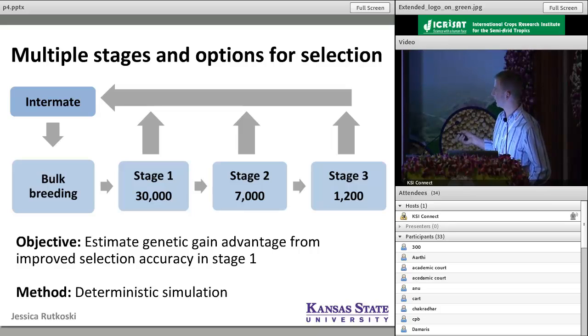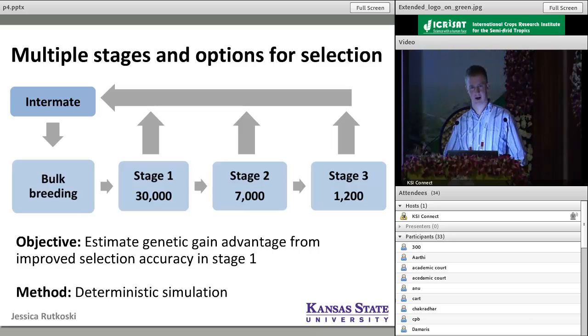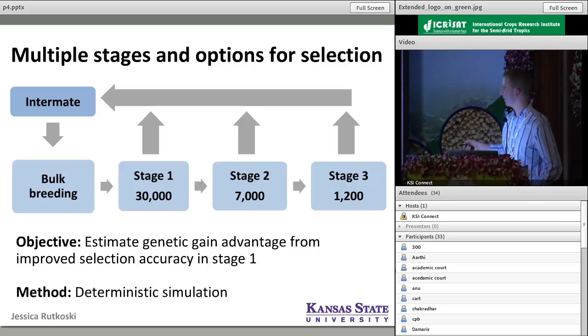And so if we go from the bulk selections to stage 1 and stage 2, at each one of these you could select some portion of individuals and feed those back into the crossing block to intermate. The problem is that because you have limited levels of replication and then limited environments, your accuracy at stage 1 is actually pretty low. So selecting parents for the next generation is sort of risky at low accuracy. And so what Jessica looked at was estimating genetic gain from improved selection accuracy in stage 1. So if we can combine genomic information, if we can combine correlated high throughput phenotyping at this stage, what's the effect if we can increase this selection accuracy?